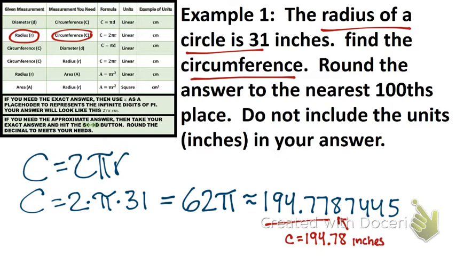but the directions say not to include the inches in your answer, because on the Google form where you're putting your answer in, it only likes numbers to be plugged in as the answer. So if you start putting letters in, it will not let you submit that answer. So for the Google form, you're just going to put in 194.78.